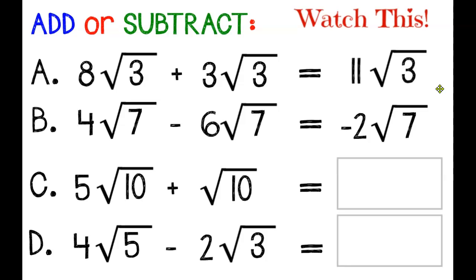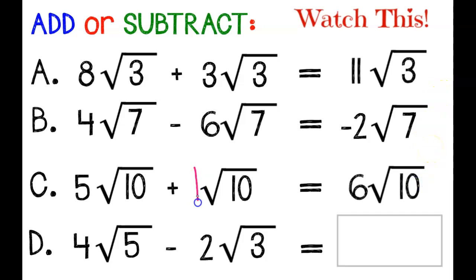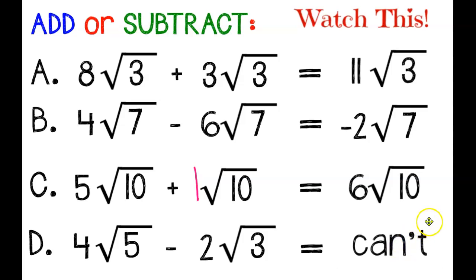How about letter C? What do you guys think about this one? 5 square roots of 10 plus another square root of 10. Well, you can't see it, but there's an invisible 1 coefficient there. So the answer is 6 square roots of 10. How about the last one? 4 square roots of 5 minus 2 square roots of 3. If you said you can't add them or subtract them, you're right. You can't. They don't have like radicands.